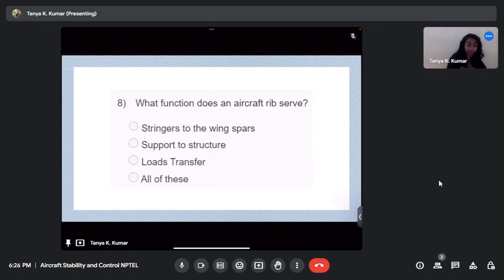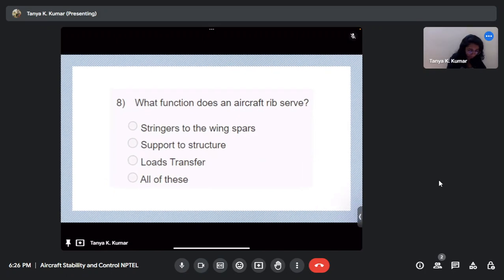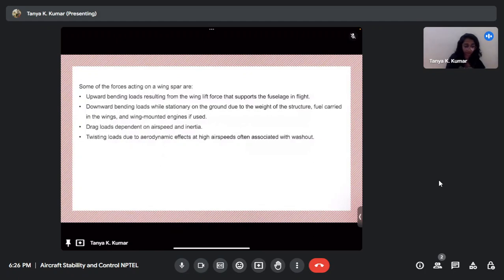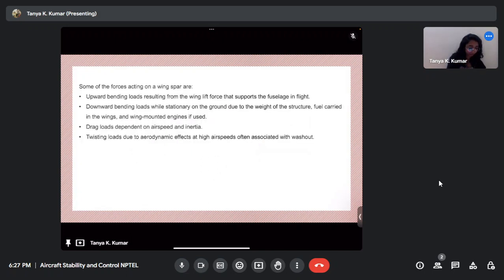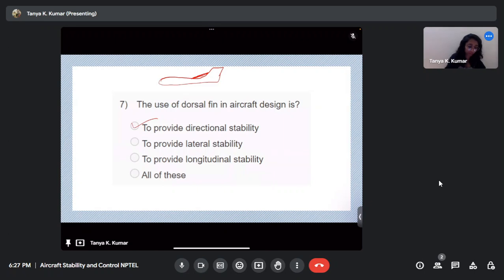What function does the aircraft rib serve? What was a rib? Look at this figure. We're coming back to the same figure. So the rib is perpendicular to the spars, correct? So they are in the chordwise direction of the wing, along the chord section. Okay, so those are spars. Those are ribs, perpendicular to the spars. Now, tell me, what function does the aircraft rib serve?